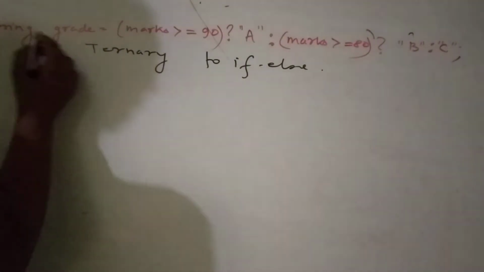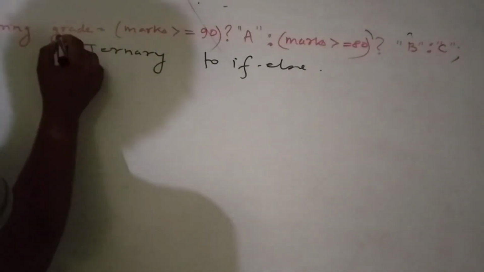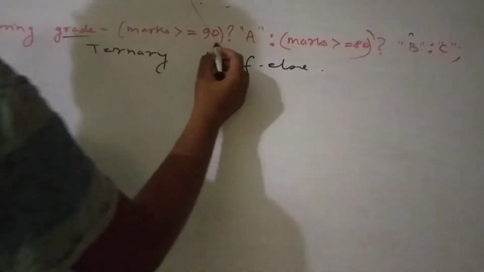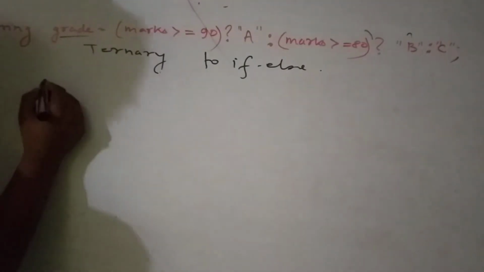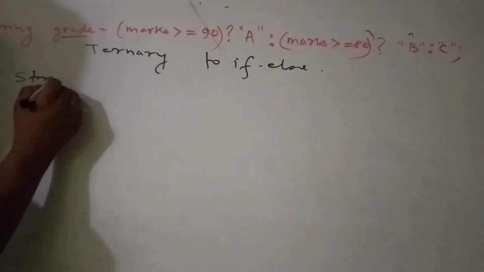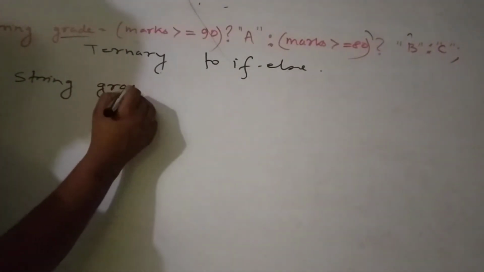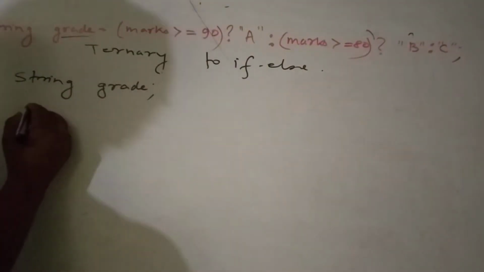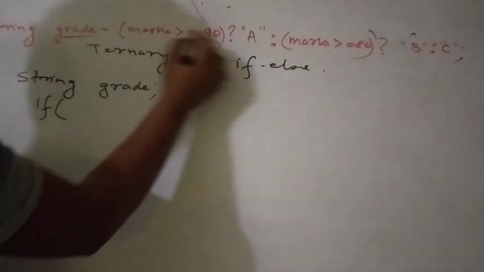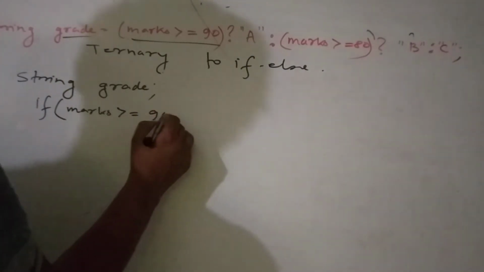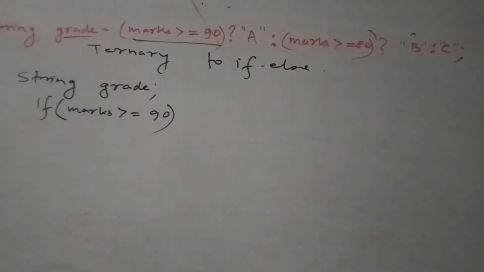Now, what we can do is, think this is the variable where the output is stored, and what is the condition? First condition. So before this, what is our variable? String grade. Clear? String grade. Now let us check our condition. What was our first condition? This. So if marks is greater than or equal to 90, okay, this was our first condition.